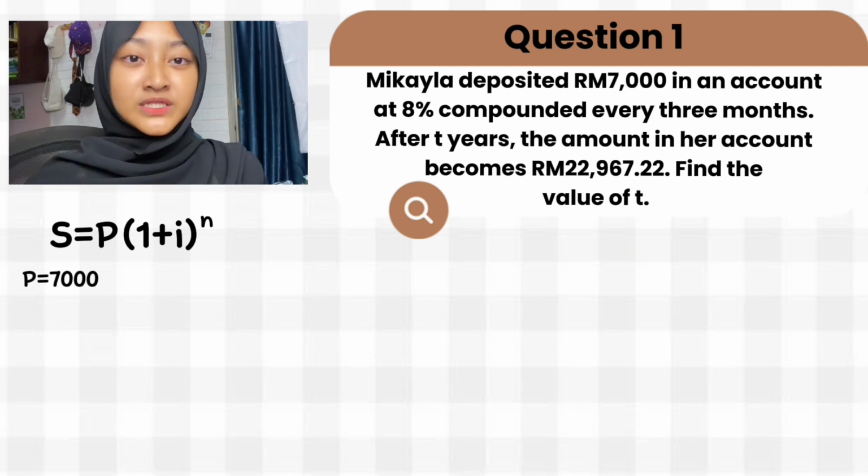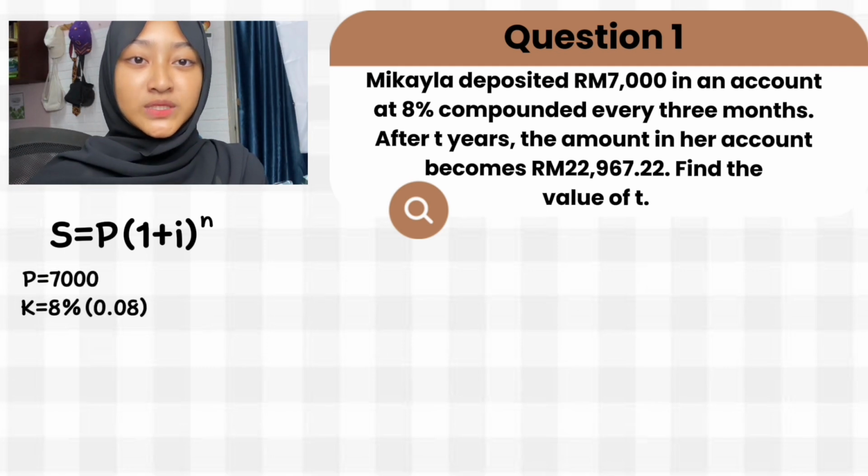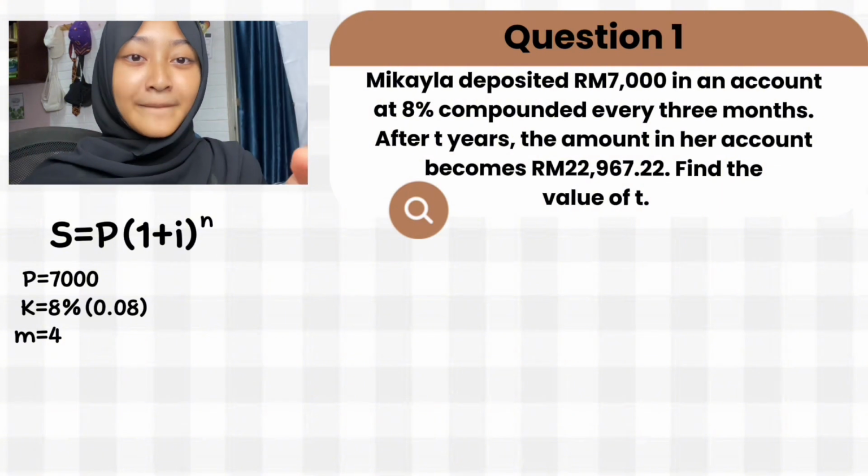So P equals 7,000 ringgit, K equals 8%, which is 0.08, M equals 4. And before that, how can we know M is 4? Because the keyword in the question is compounded every 3 months. That's why M is equal to 4.